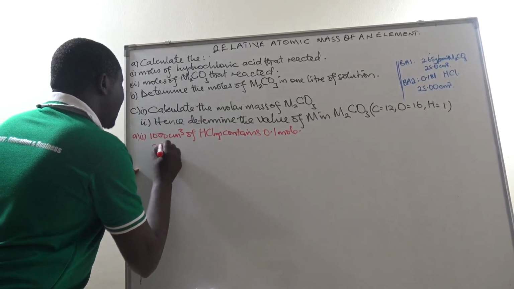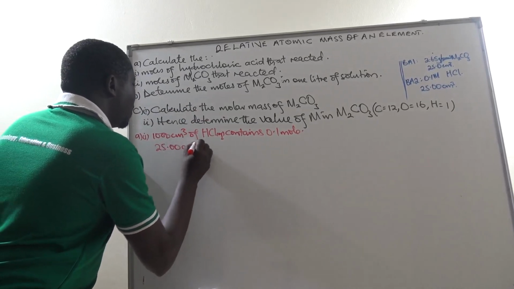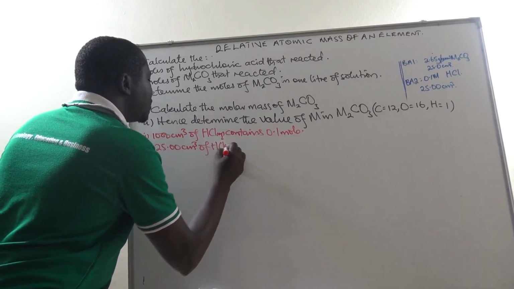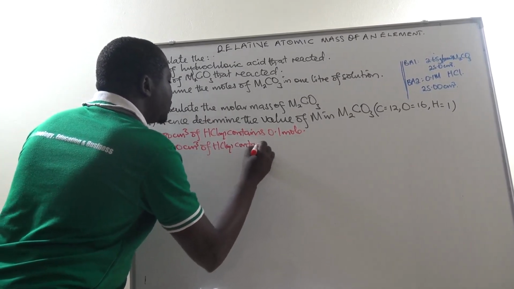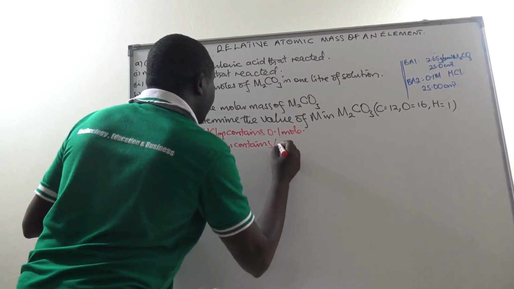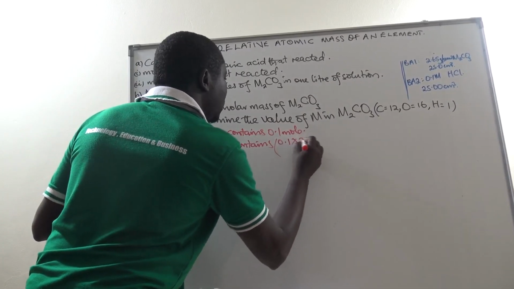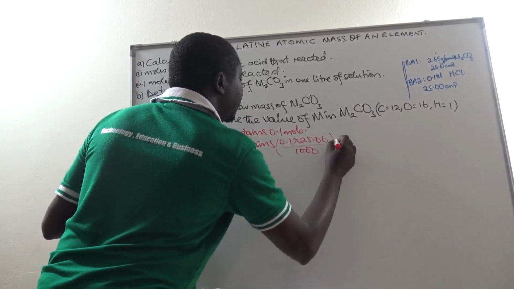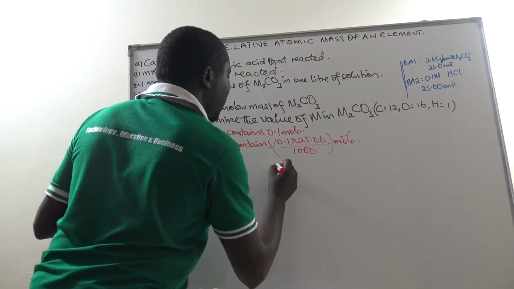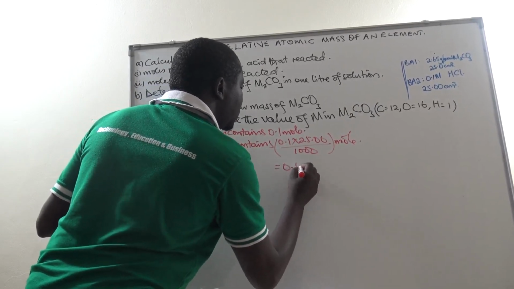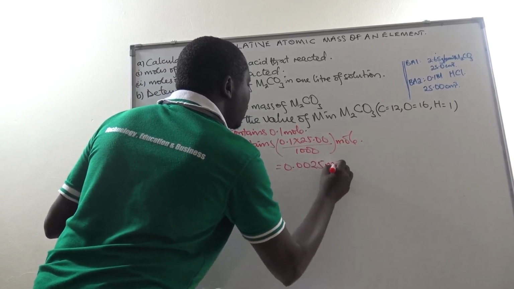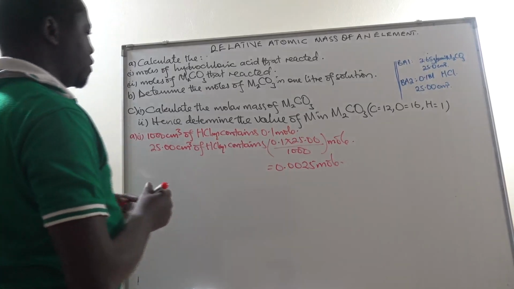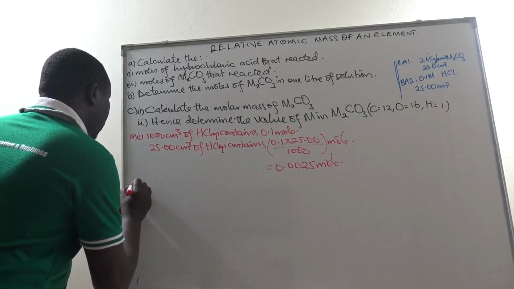And then what of the 25.00 cubic centimeters, the volume of hydrochloric acid that reacted? How many moles of hydrochloric acid are there? So it contains, we cross multiply 0.1 times 25.00 over 1,000, and the unit is mole. So it gives us 0.0025 mole. 2.5 over 1,000 is 0.0025 mole. Then we go to Roman 2.